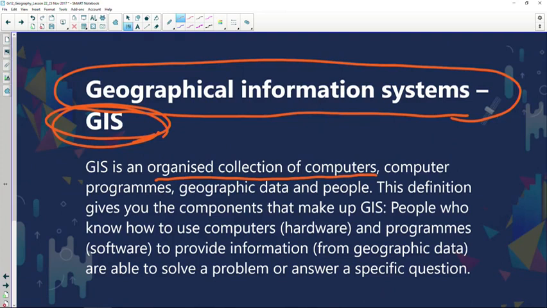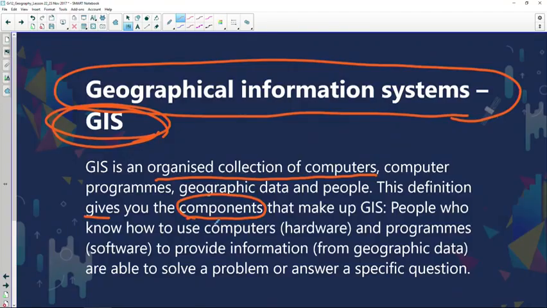Now let's quickly have a look at GIS. It's an organized collection of computers, computer programs, geographic data, and people. So it consists of a bunch of components. People doing the work, data that's been collected with statistics, and computer programs, and it's all combined together. So if you look at this definition, that gives you all the components of GIS. Now what are the components? It's software, it's hardware, it's people, it's data, statistics being thrown in.